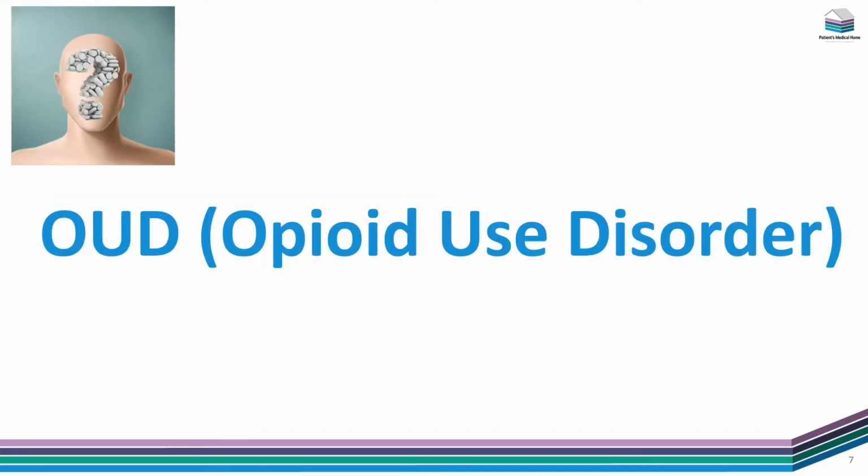Next is OUD, or Opioid Use Disorder. This is the clinical diagnosis that's characterized by a pattern of problematic opioid use. It's linked to clinically significant impairment of function and includes things like cravings to use opioids, continued use of opioids despite experiencing social or interpersonal problems, development of a tolerance for opioids, withdrawal symptoms, and others.